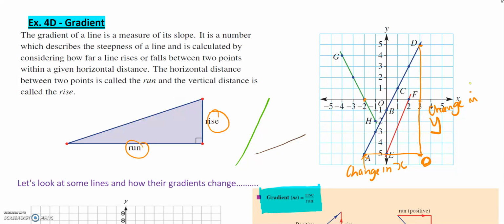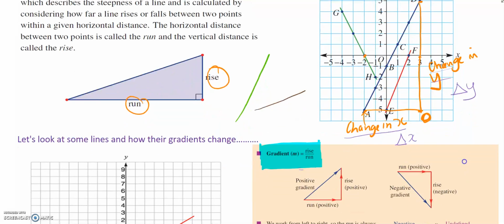Now if you write change in x, change in y all the time, it becomes quite long to write. So instead of change in x, we write a triangle and x, which represents change in x. Likewise, change in y, a triangle and y, which is a change in y. So rise over run is also equal to change in y over change in x.